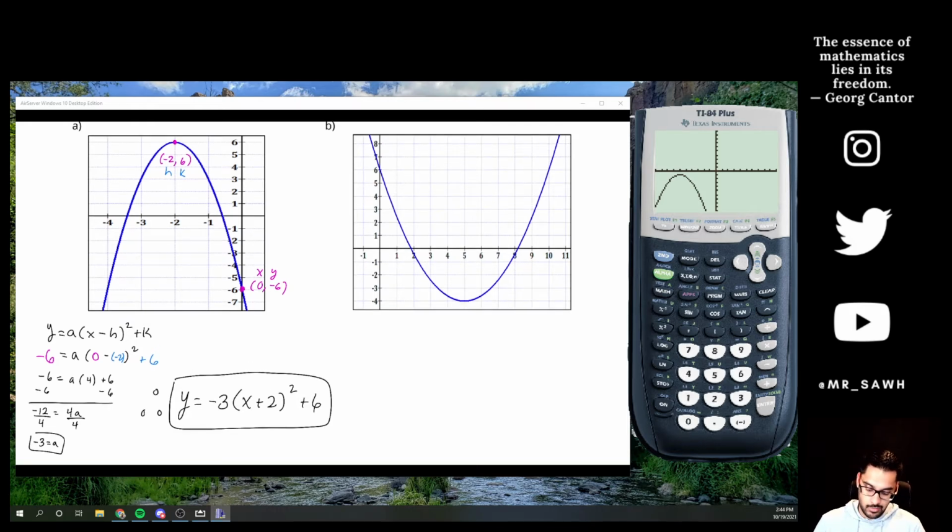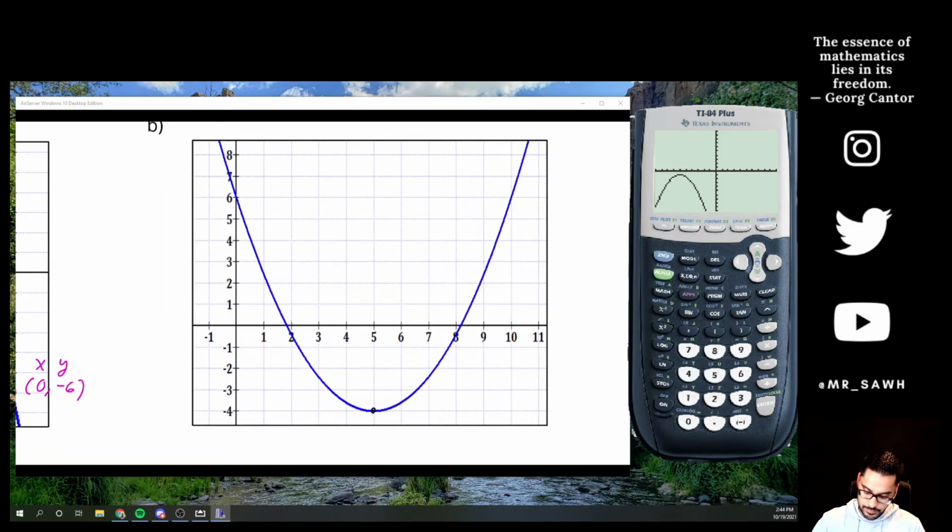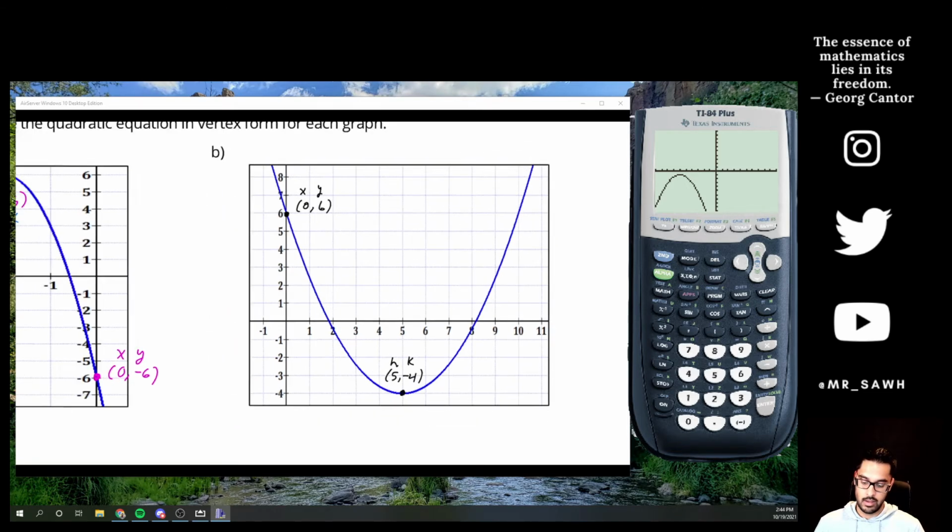So again, find the vertex first, which there it is. So it has coordinates of 5, negative 4. Y-intercept again is 0, positive 6. So I know I have an x and a y value. I also know I have an h and a k value. The only thing I can't read from the graph is a. So I've got to solve for it.